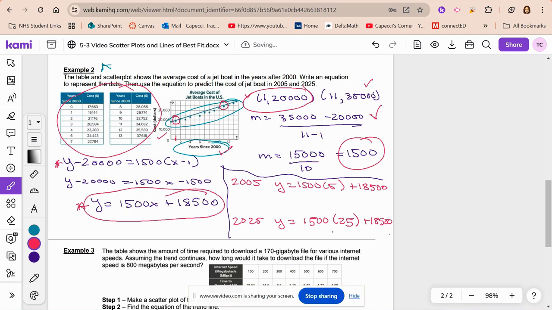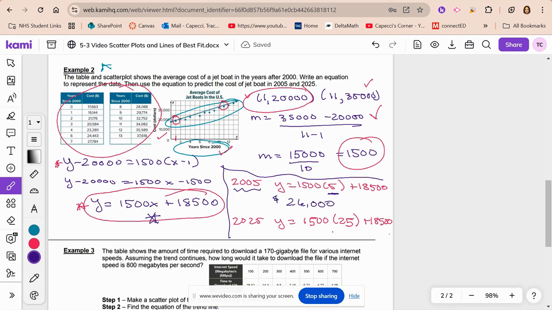Now from there, I have to plug it in. So again, 2005, that is 5 years from 2000. So I took the equation, the line of best fit, and I substituted that 5 in. And when I calculate that, I get 26,000.